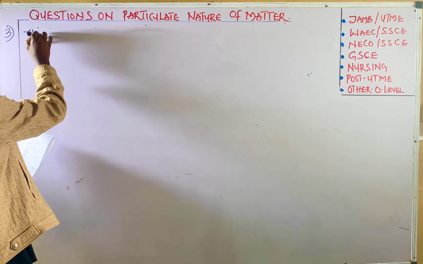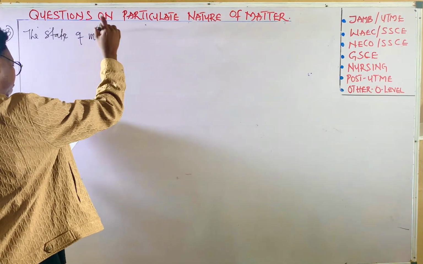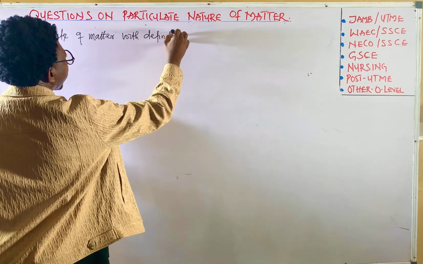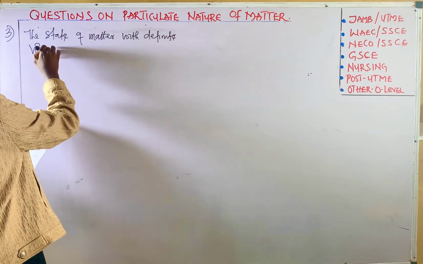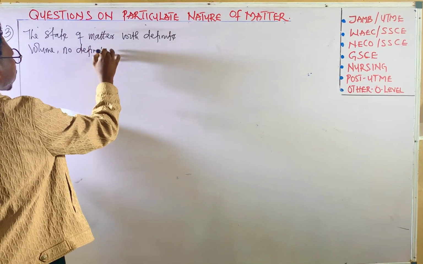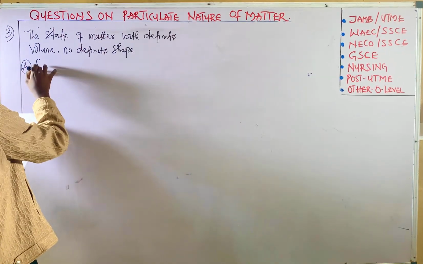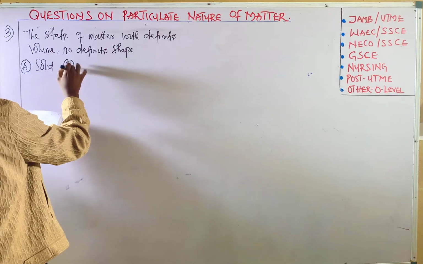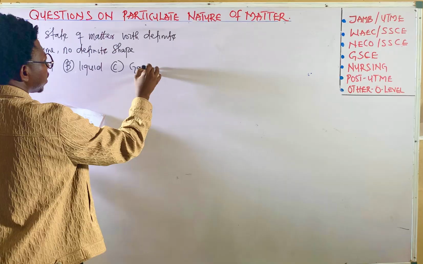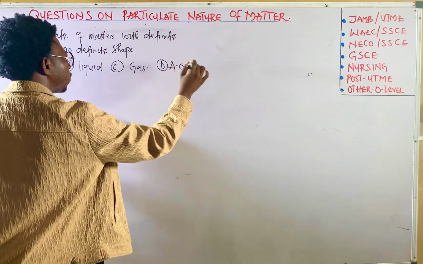Okay. The state of matter with definite volume, no definite shape. Option A, we have solid. Option B, we have liquid. Option C, we have gas. Option D, we have all of the above.